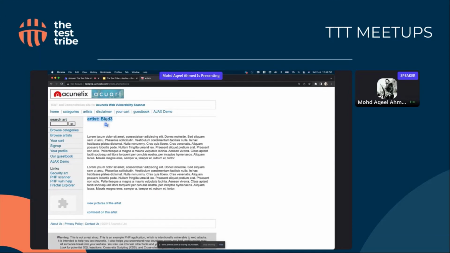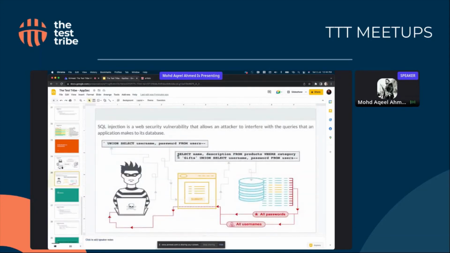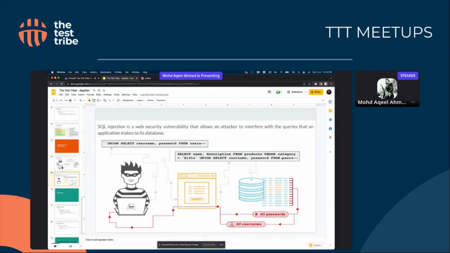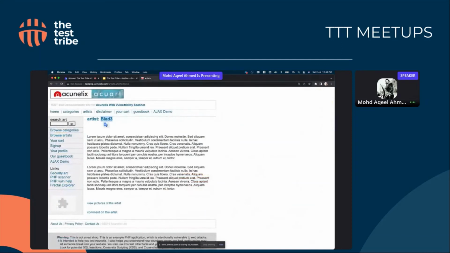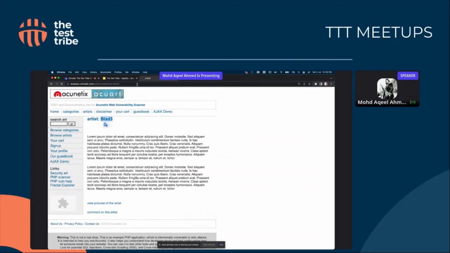Now it is getting some data. These look to be some artist names, and where could that be coming from? There must be some database involved, and it is trying to fetch this information from the database. So we can imagine there could be some query being triggered when you are changing this parameter, and it must be something like this. Now let's try to put a single quote character and see how the application behaves.